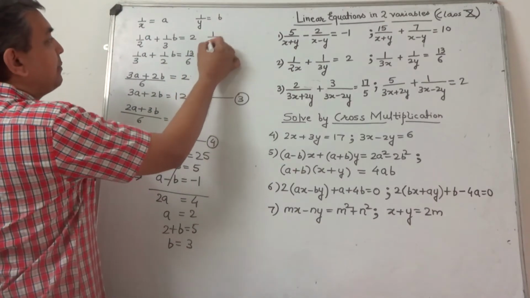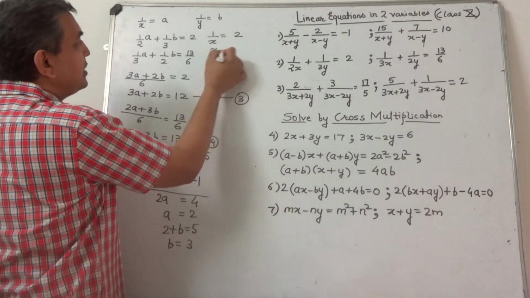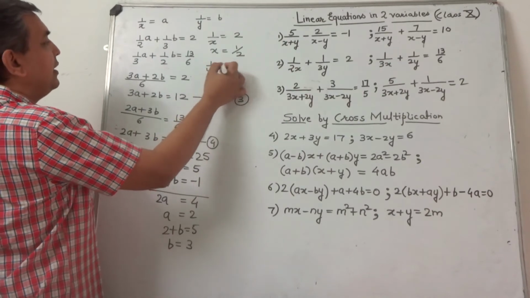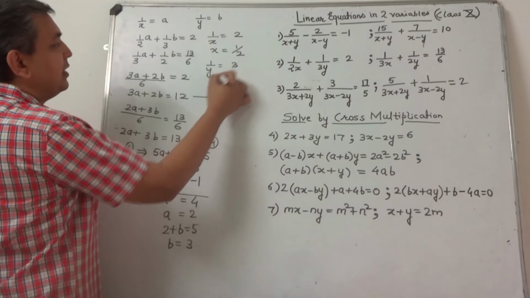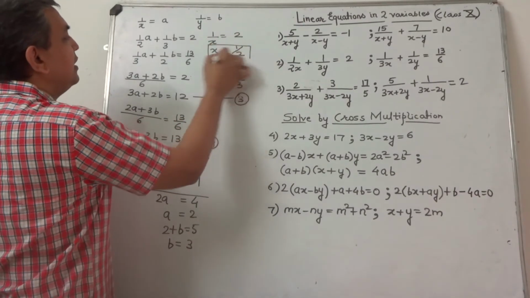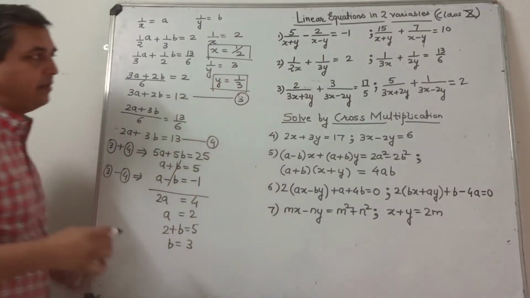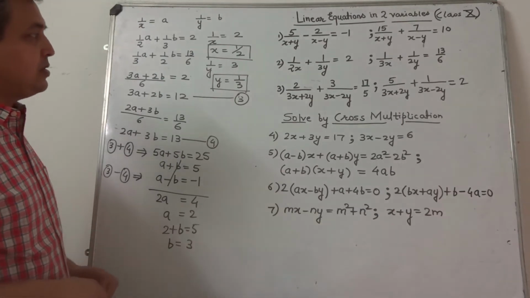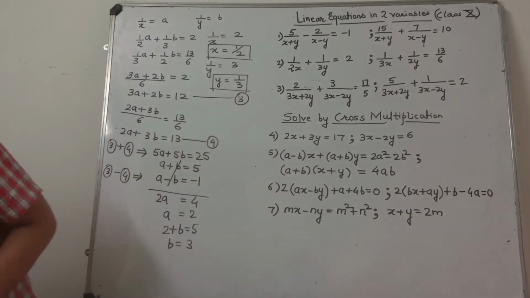So we get 1 upon x equal to a, which is 2, so x equal to 1 by 2, the reciprocal. 1 upon y equal to b, b is 3, and so y is equal to 1 upon 3. So these are the solution, values of x and y. x equal to 1 by 2, y equal to 1 by 3. Students, have you followed this? Now just think for the next question.